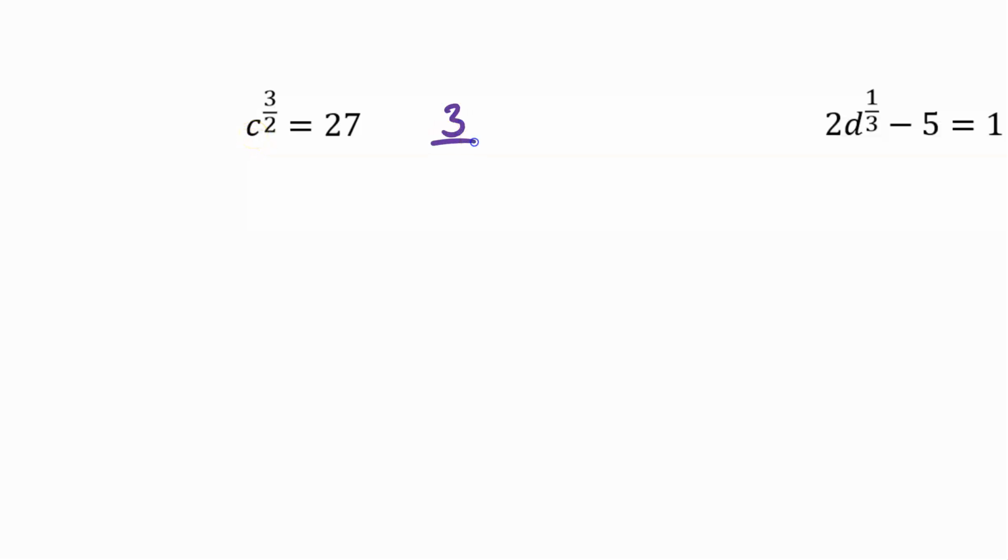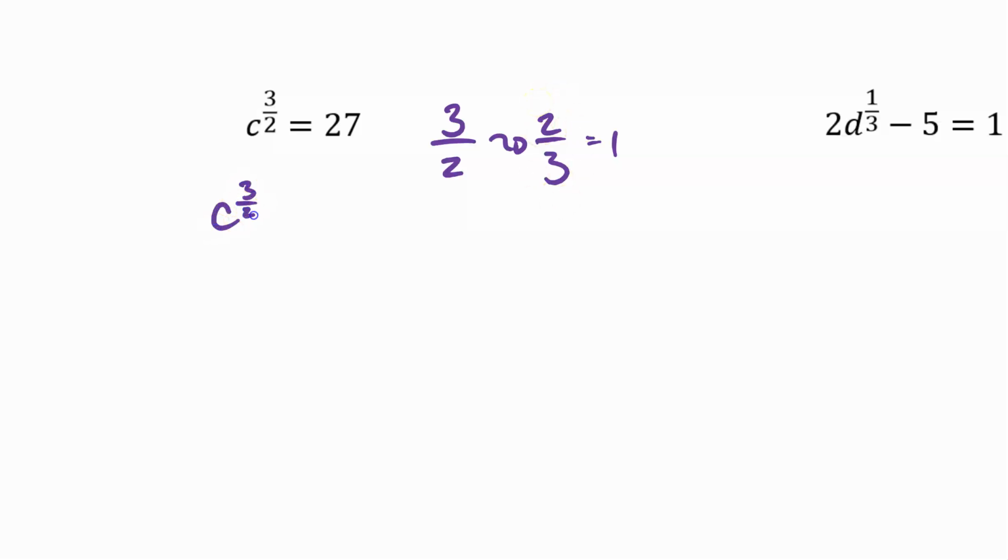So what is the reciprocal of 3 over 2? Well, somebody's going to say 3 over 2 times what will give you 1? The answer is 2 over 3. Right? Because 3 times 2 is 6, and 2 times 3 is 6. It would be 6 over 6, and that gives you 1, right? So we want 2 over 3. And that's exactly what we're going to do.